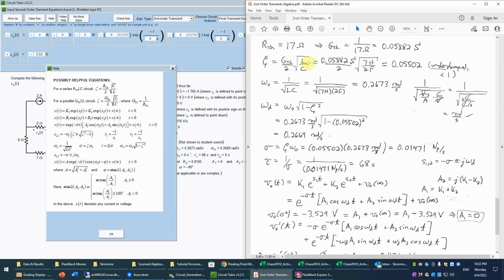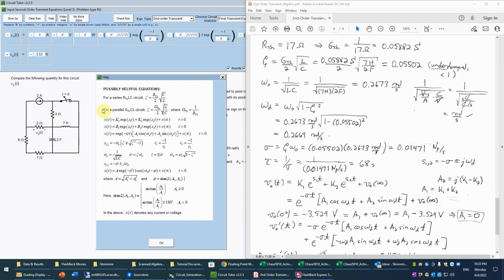And then I have the square root of my L over C. Remember that the L here was 7 henries, and the C was 2 farads, so we put those numbers in, and then evaluate that on a calculator, and that works out to 0.05502, which is obviously less than 1. It's quite a bit less than 1. And therefore, since the damping factor measures the amount of damping in the circuit, this is clearly underdamped.